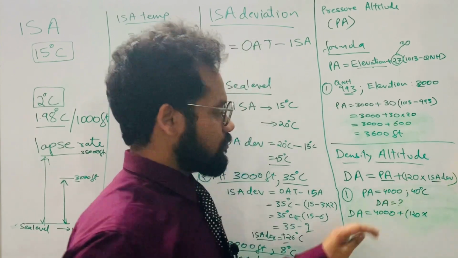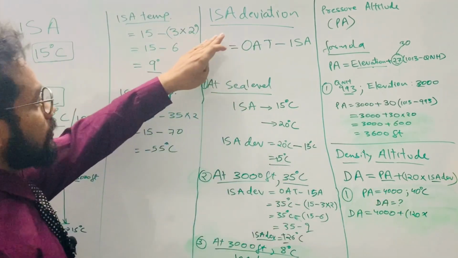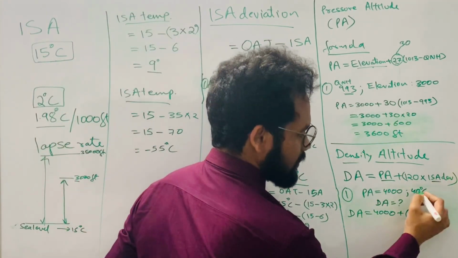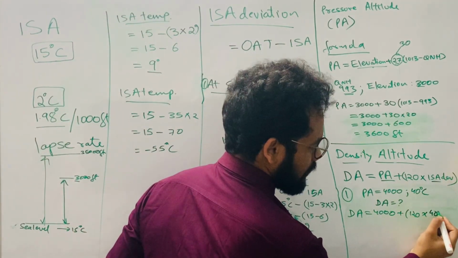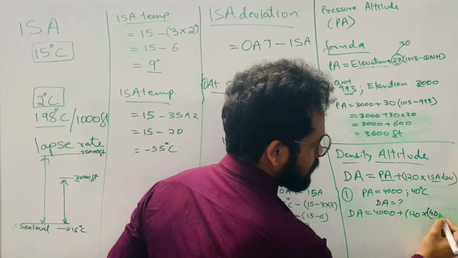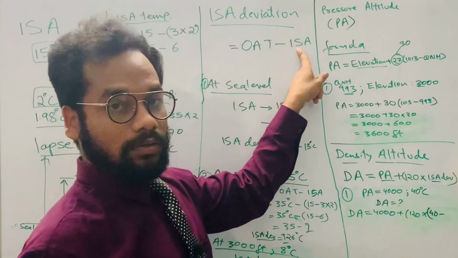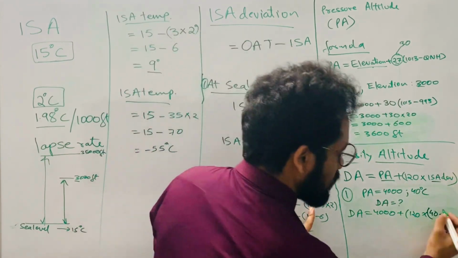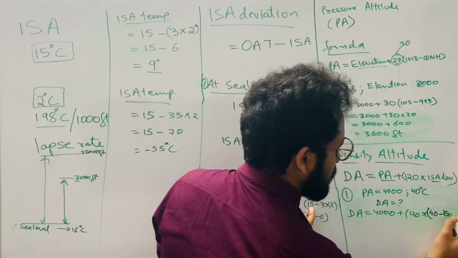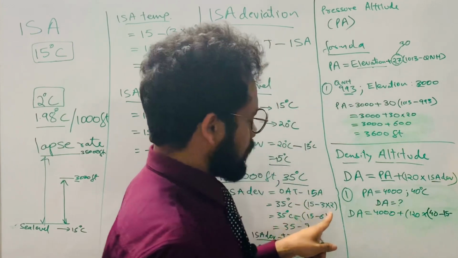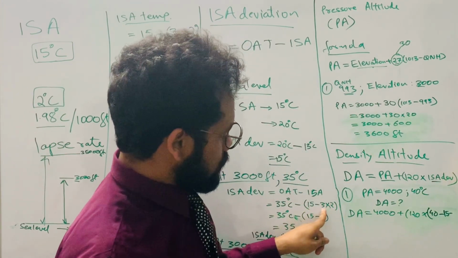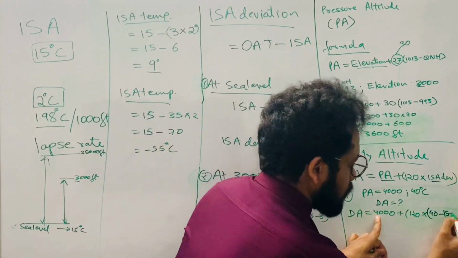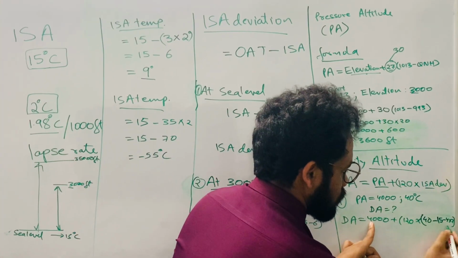So ISA deviation at 4000, how much will it be? If you want to calculate ISA deviation, we have already done that. ISA deviation is OAT minus ISA. OAT in this example is 40 degrees, minus ISA. To calculate the ISA, what did I tell you earlier? It is 15 degrees minus 3 into 2. This is your altitude, pressure altitude, which is 4. So I'm writing 4 into the lapse rate. How much does it come to?